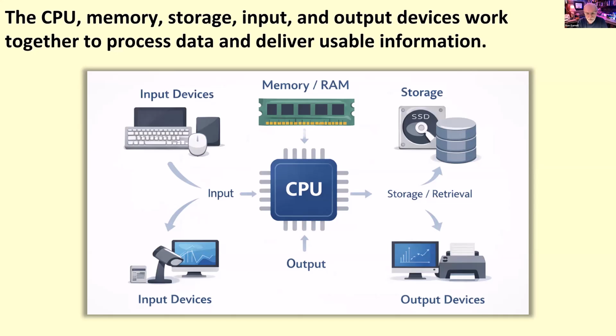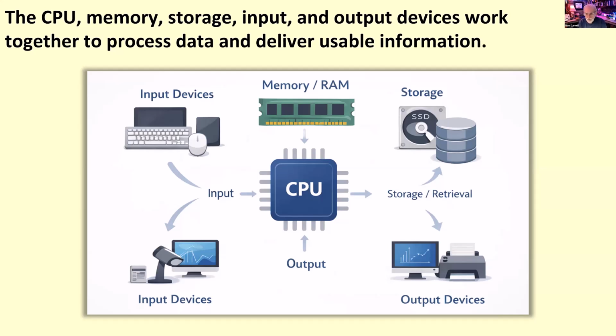It's often described as the brain of the computer because it manages processing tasks. Working closely with the CPU is memory, especially RAM, which temporarily holds data and instructions that are actively being used. RAM allows the system to process information quickly because it provides fast access during current operations.